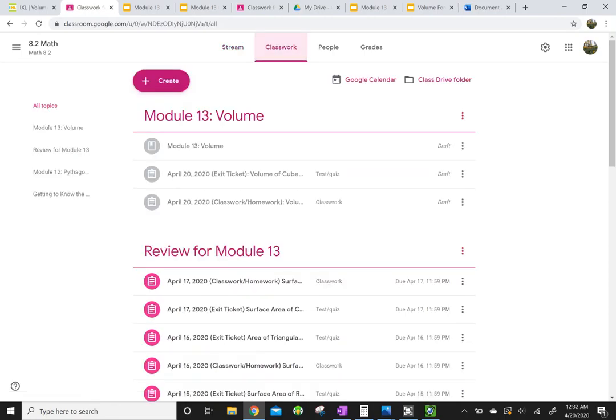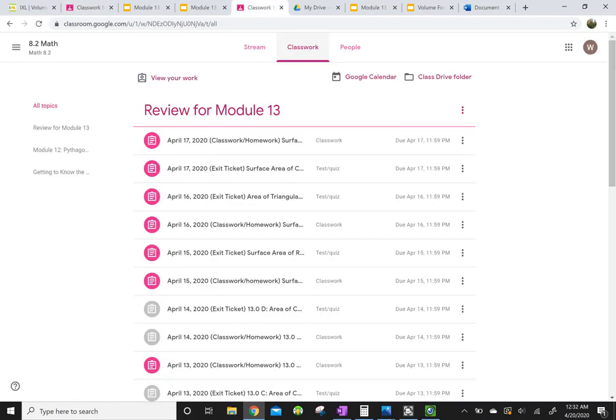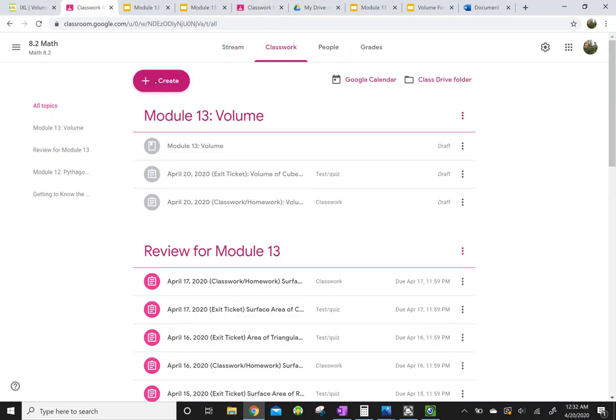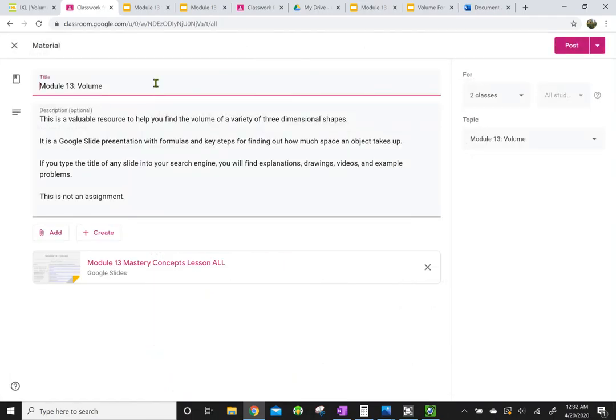Then when you click on classwork, you see now we're working on module 13 volume. Okay, the only difference between this page you're looking at and your page is your page says view your work in the top left corner instead of create, okay? So module 13 volume, right at the top here you see a resource, okay? This is not an assignment.